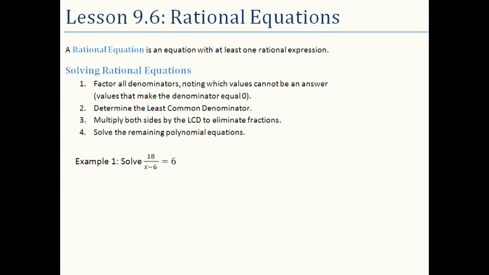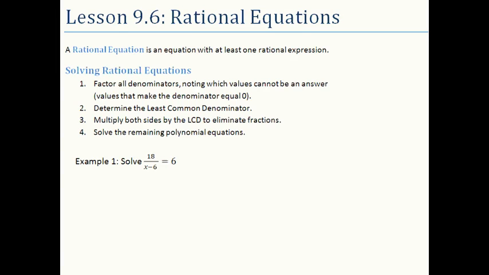First, we're going to factor all the denominators, noting which values cannot be the answer, and that's the values that make the denominator 0. We're going to find the least common denominator, multiply both sides by that least common denominator. That's what's going to eliminate the fractions, and then we'll just have a polynomial equation that we need to solve after that.